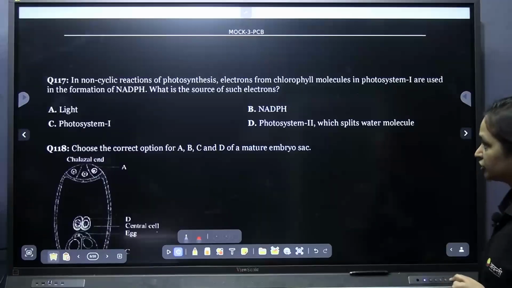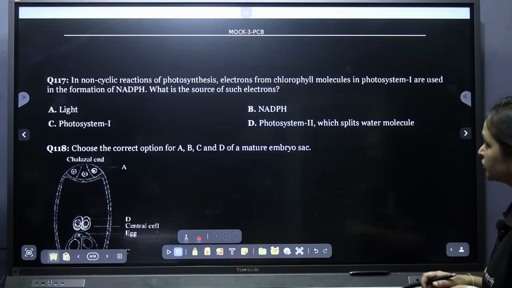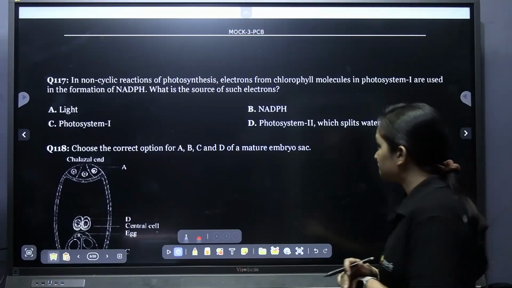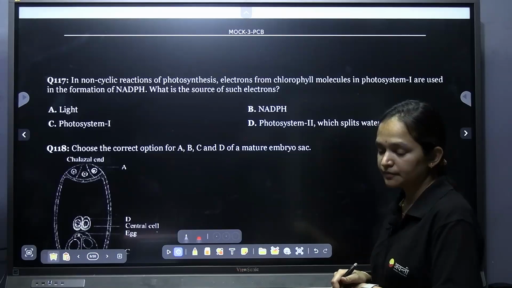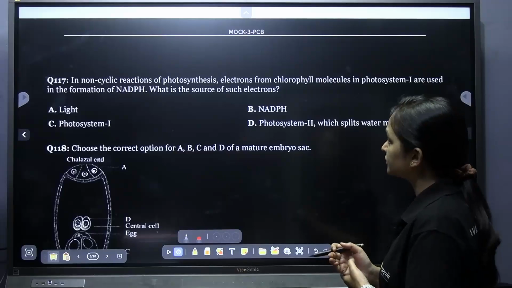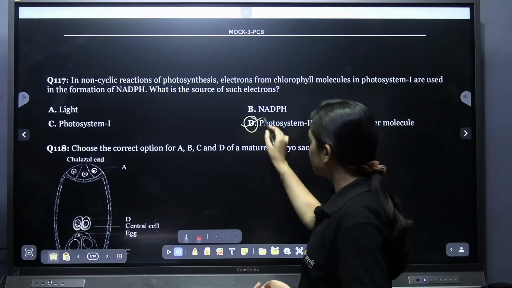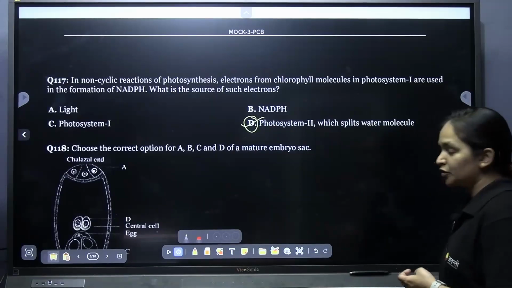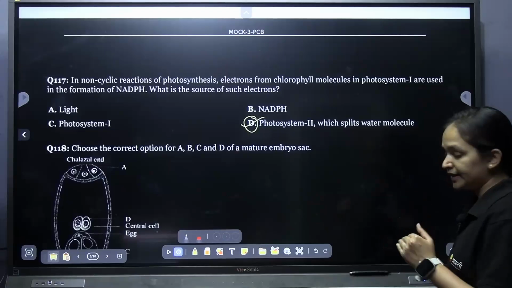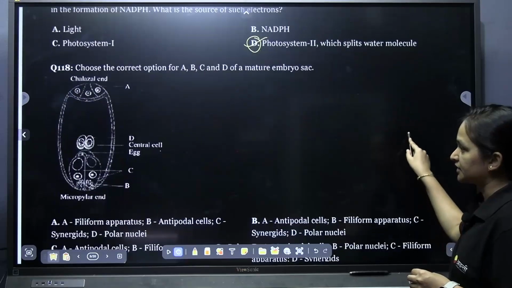In the non-cyclic reaction of photosynthesis, the electrons from chlorophyll molecules in photosystem 1 are used in the formation of NADPH. What is the source of the electrons? Easy. In photosystem 2, which splits, yes, it was from the water. When the water molecule splits, it gives the electrons to photosystem 2. D for Delhi is the correct answer.